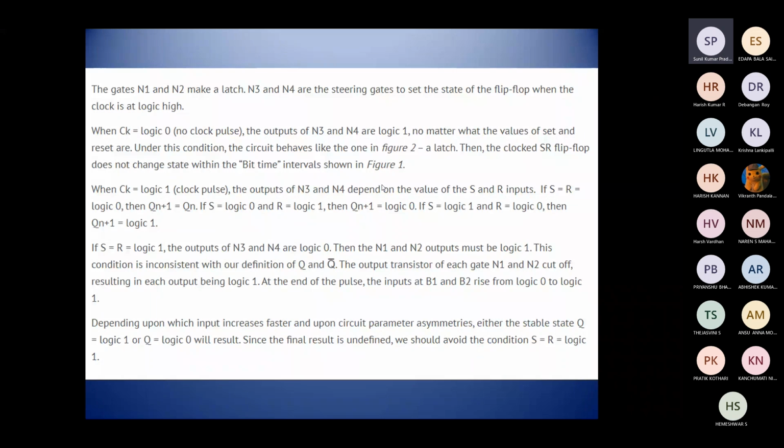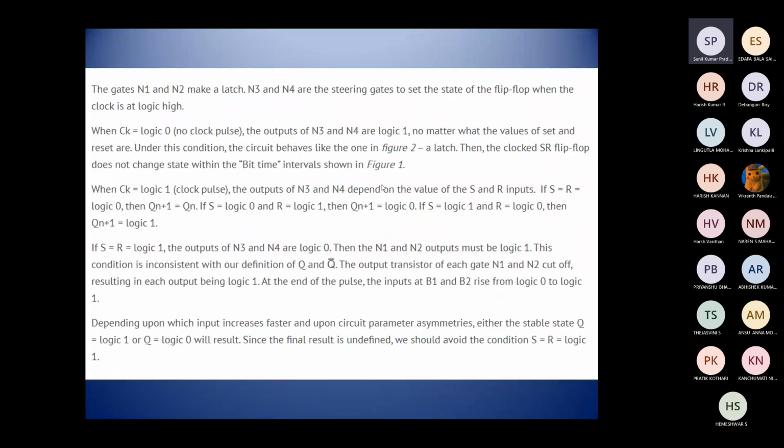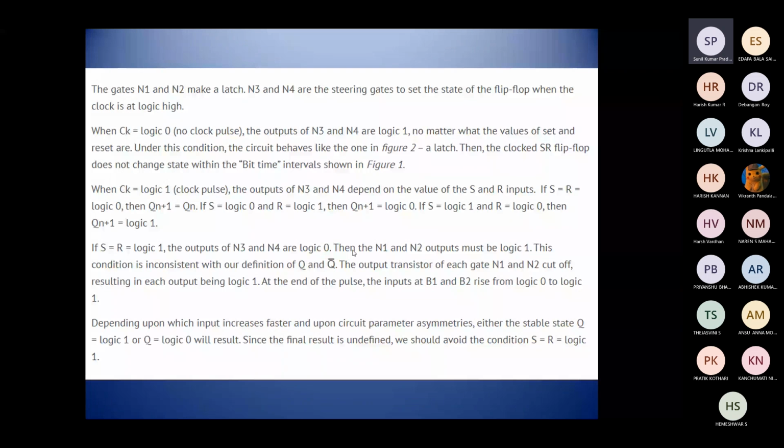Now, if CK, the clock pulse, is logic 1, then the outputs of N3 and N4 depend on the values of the S and R inputs. So the outputs of the NAND gates N3 and N4 depend on the values of the set and reset inputs.